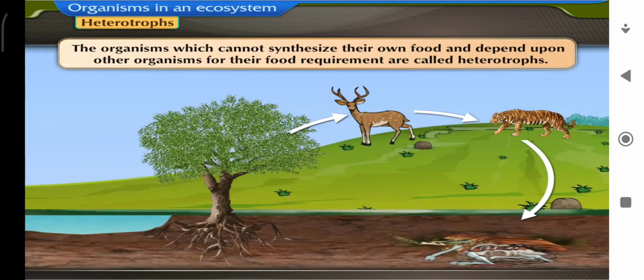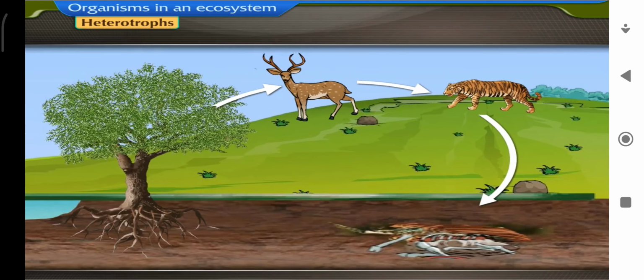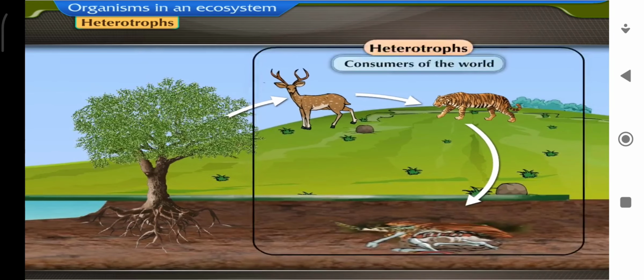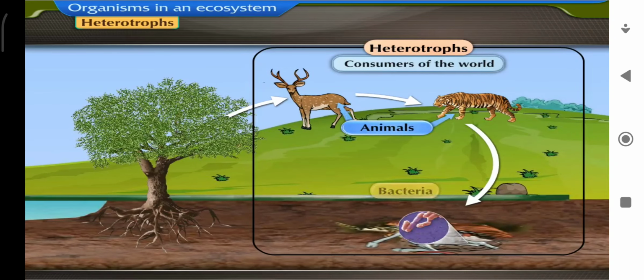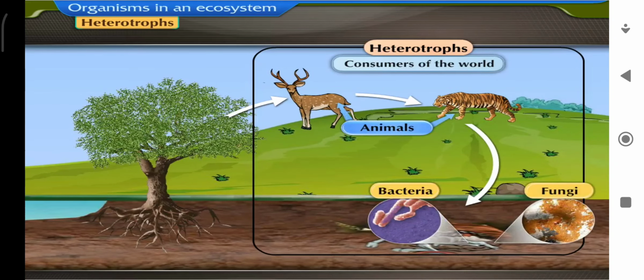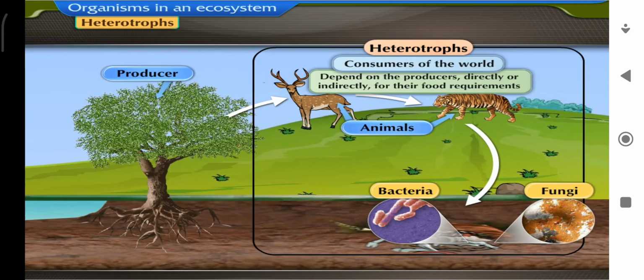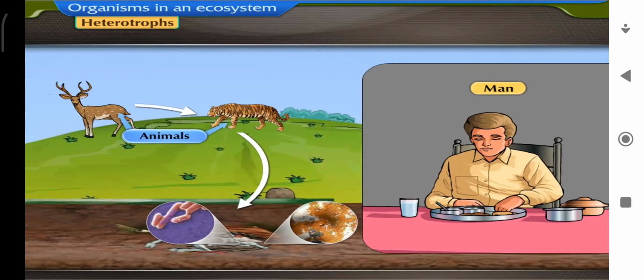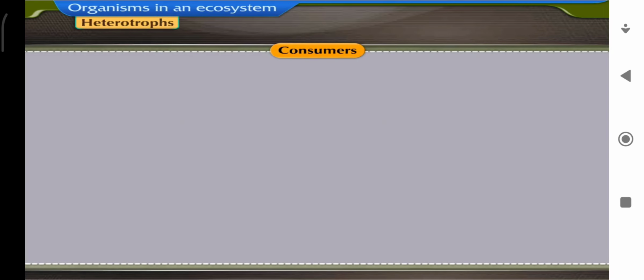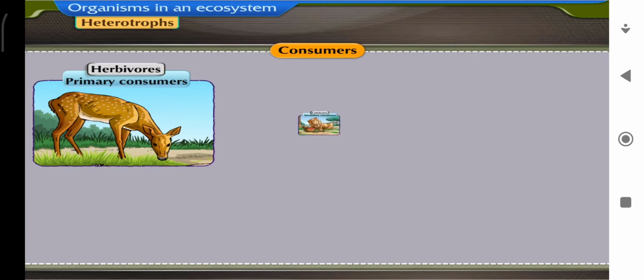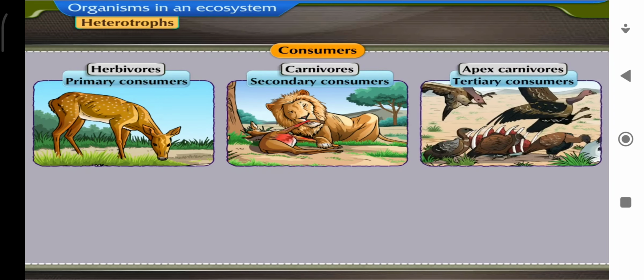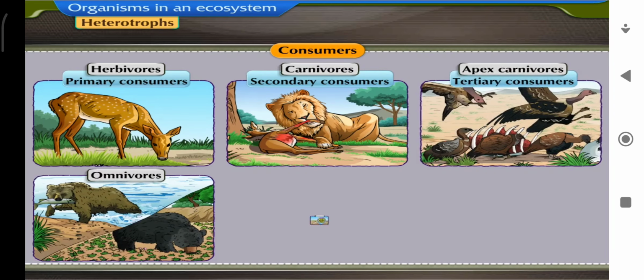Heterotrophs. The organisms which cannot synthesize their own food and depend upon other organisms for their food requirement are called heterotrophs. Heterotrophs are called the consumers of the world. All animals, some bacteria and fungi are classified under heterotrophs. Consumers are the organisms that depend on the producers directly or indirectly for their food requirements. Man and all other animals are examples of consumers. Consumers are further classified into herbivores or primary consumers, carnivores or secondary consumers, apex carnivores or tertiary consumers, omnivores, decomposers, and parasites.